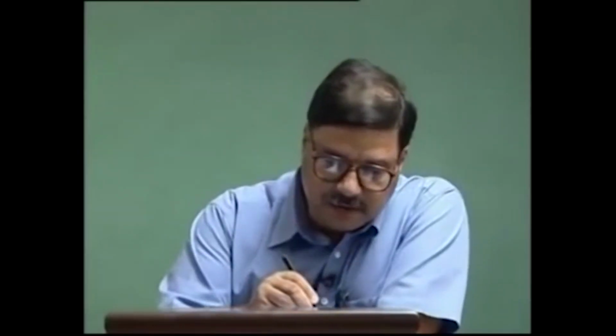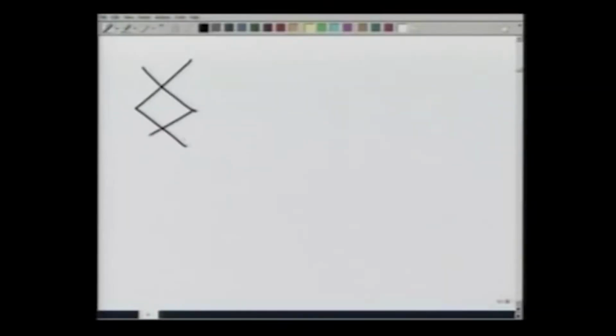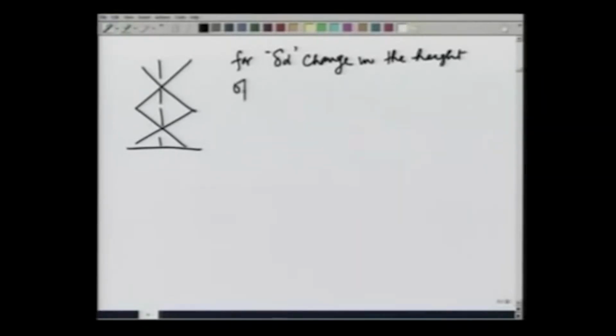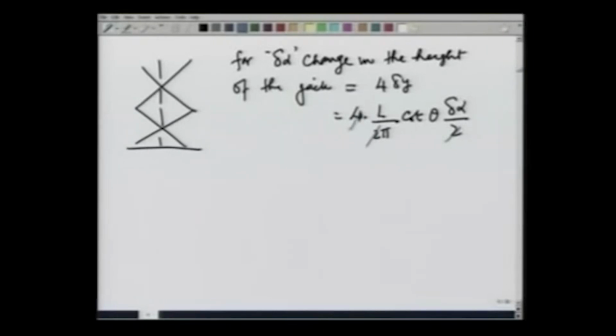Since in this screw jack there are 4 lengths like these, 1, 2, 3, 4, for delta alpha the change in the height of the jack is going to be equal to 4 times delta y, which is 4 times L over 2 pi cotangent theta delta alpha by 2. This 2 cancels with 4, and this is therefore L over pi cotangent theta delta alpha.